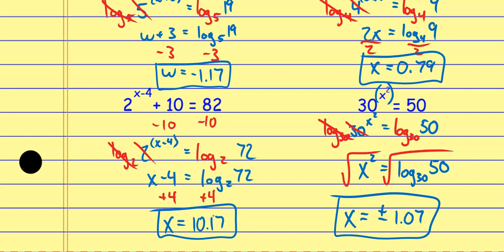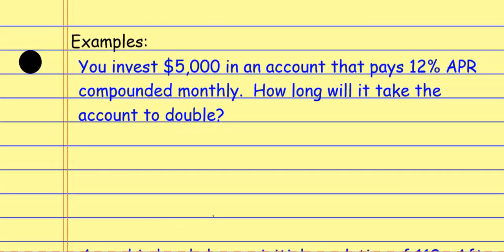Okay? If I look at this one, it says you invest $5,000 in an account that pays 12% APR compounded monthly. How long will it take the account to double? And so now this is going back to our exponential growth and decay functions. When I look at this one, this is growth. I want the account to double. The amount is increasing.